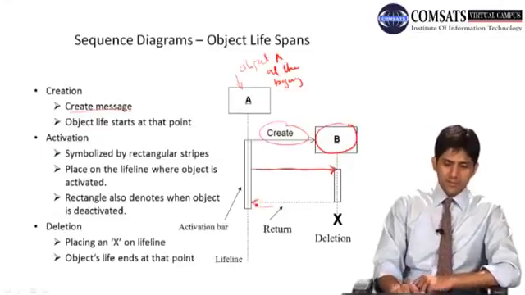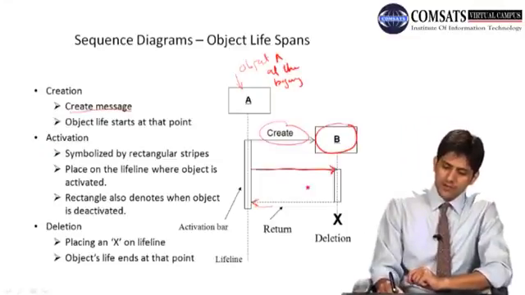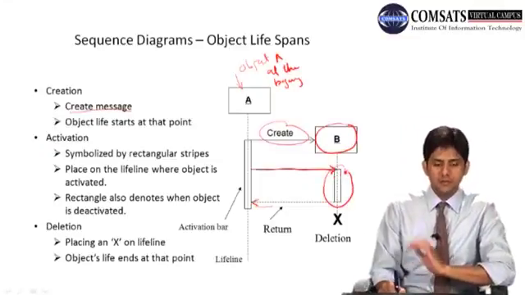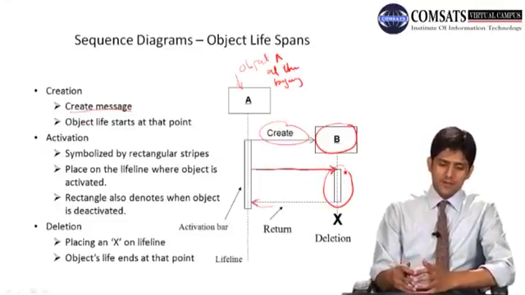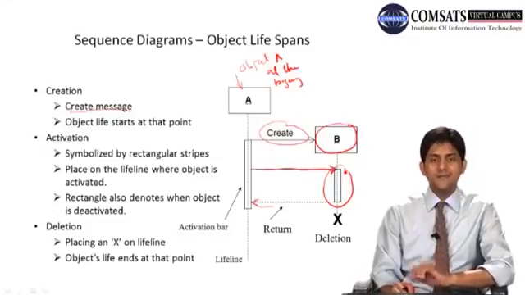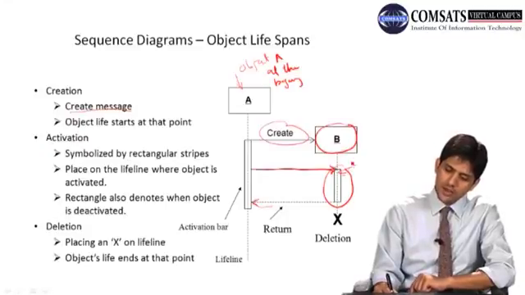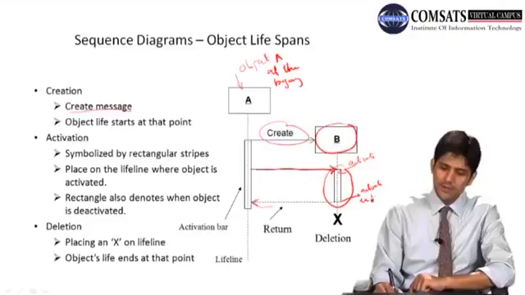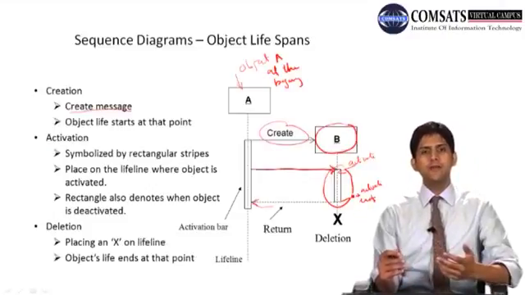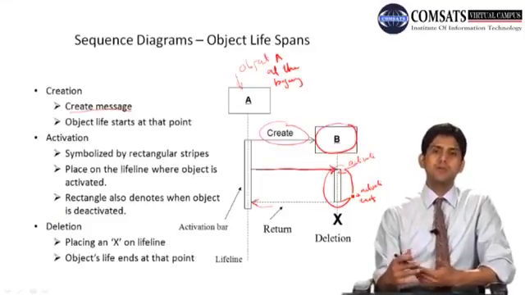The activation is the same. This is the activation box. It is symbolized by those rectangular strips placed on the lifeline where the object is activated. The rectangle also denotes when the object is deactivated. The way this rectangle starts here means that the object is activated, and at this point the activation ends. Now that it has ended, we know that we did not need this object at the beginning. We created it, but now we can destroy it because we do not need it anymore.